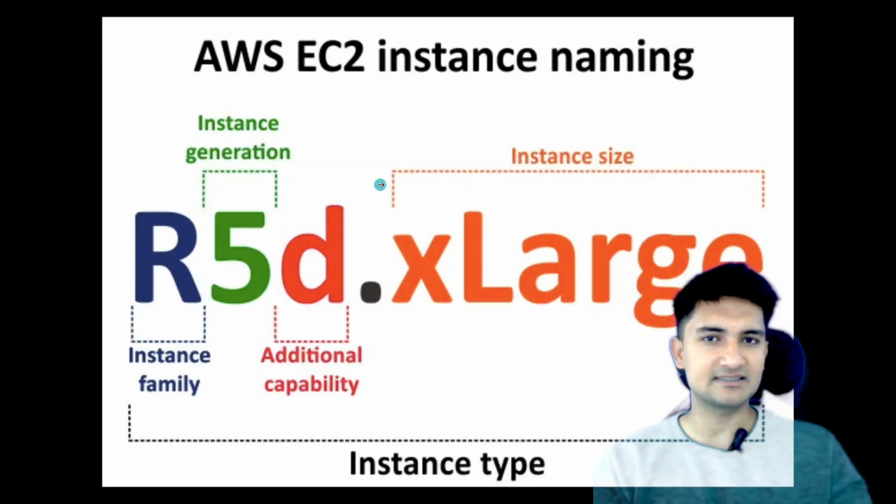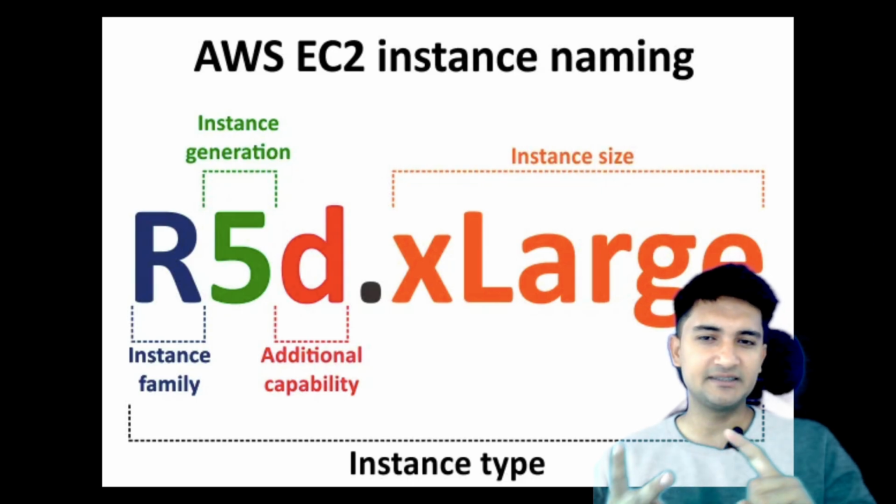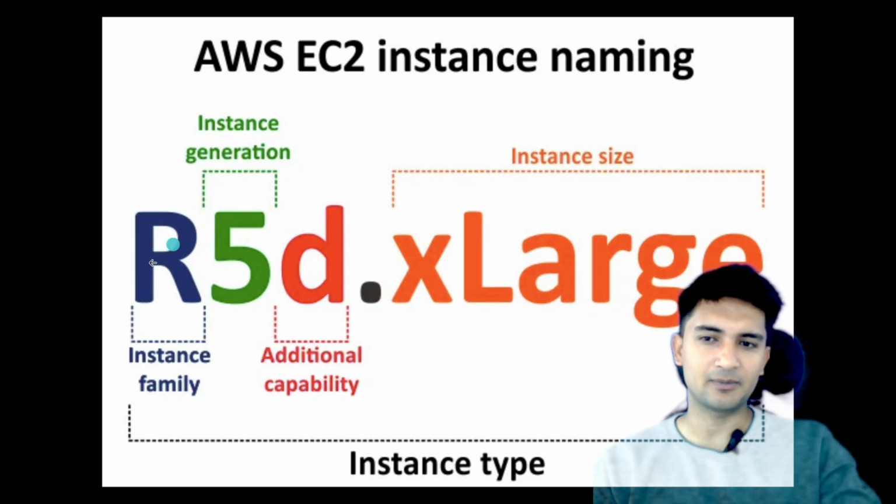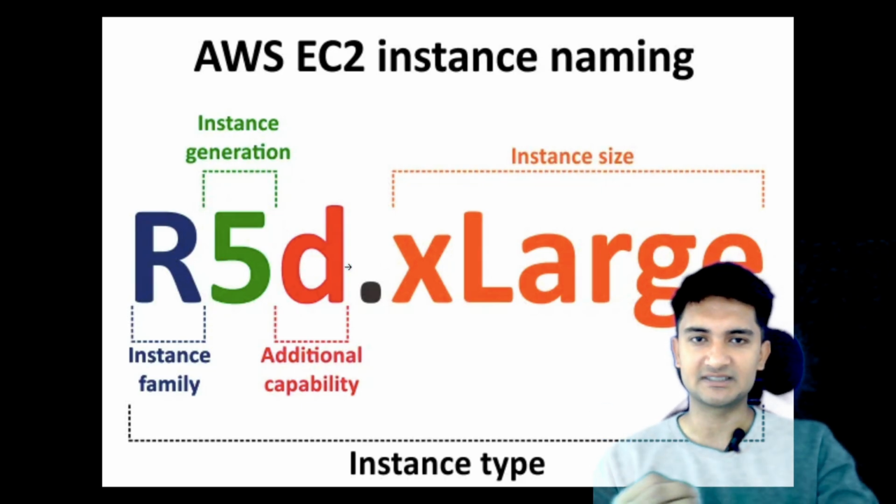So how is an instance named? So we have T2 micro, C5X large. Similarly, here is an example of R5D X large. In this name, the R stands for the instance family it belongs to. 5 is the instance generation. D is the additional capabilities for that particular instance. And this is the actual size, which could be micro, nano, small, large, X large, 2X large, and so on. So you need to understand this before you learn about EC2 instance types.